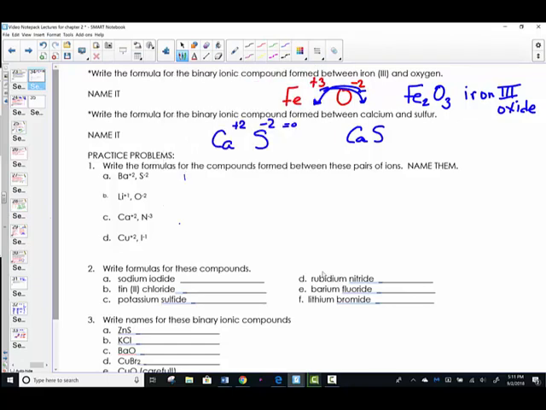Here we have letter A, a plus 2 with a minus 2, barium sulfide. Li is a plus 1, O is a minus 2, we crisscross and we get Li2O, and we call that lithium oxide. Calcium with its plus 2, nitride with a minus 3, we need to crisscross, Ca3N2, and we say that as calcium nitride.